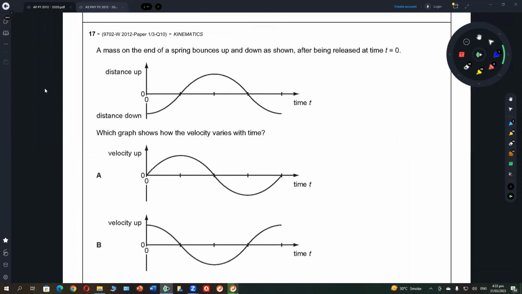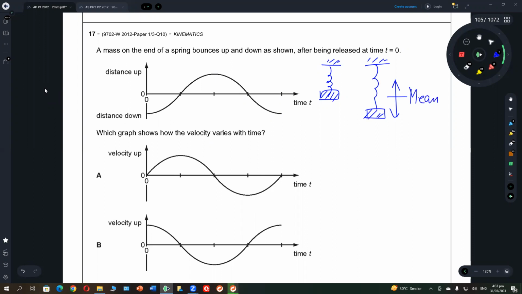A mass on the end of a spring bounces up and down as shown after being released at time t equal to 0. So this is a spring and we have some load attached to it. We have pulled the spring down and the load is here and we release. The object will go up and down, and this is the mean position.